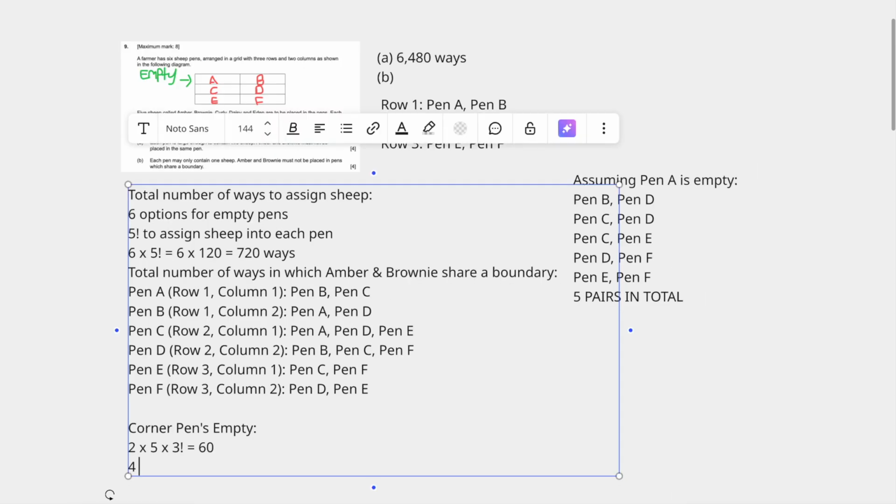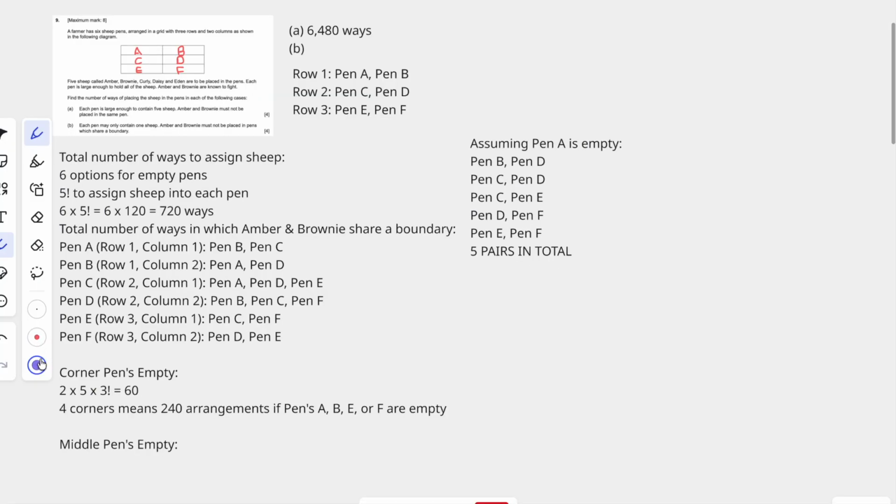Now, since there are 4 corners, and we know this is going to be the same case if we take pen B, pen E, or pen F as the empty pen, we can multiply 60 by 4 to cover all the corner pen scenarios. This means so far we have 240 arrangements in which Amber and Brownie share a boundary. We now need to shift our focus to the middle pens.